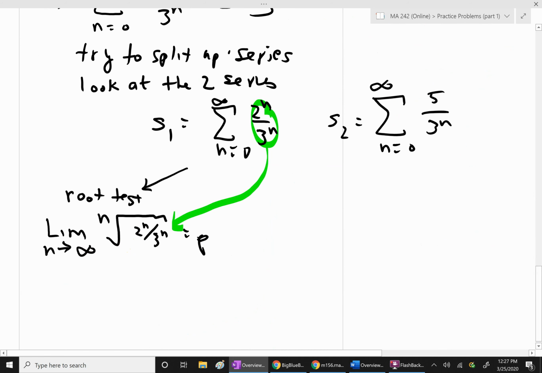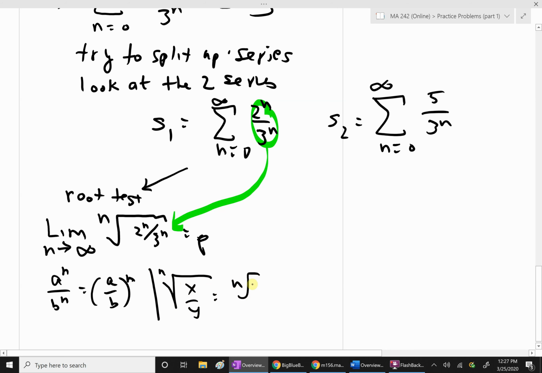A couple of things to remember. There's a couple of exponent rules that we want to recall here. A to the nth over b to the nth can be written as a over b to the nth. And another useful rule is that the nth root of x over y can be written as the nth root of the numerator divided by the nth root of the denominator.